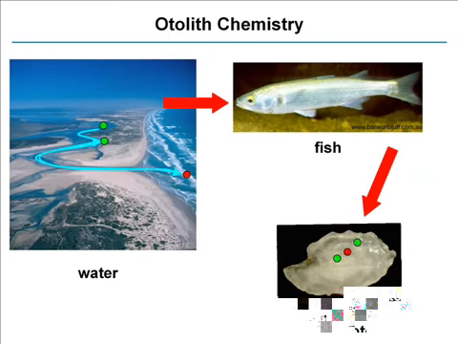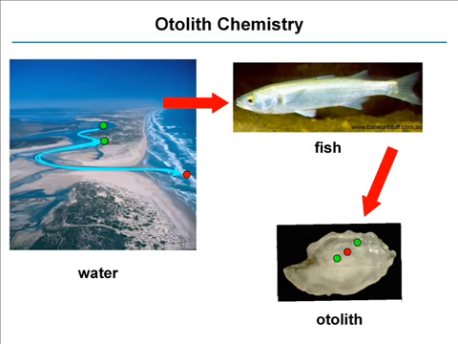So if we have a fish that starts off in the estuary, we'd expect this region of the otolith to represent that early life history component. If the fish then moved out to the marine environment, we'd expect the next component to represent the marine environment. If it then moves back in, likewise we'd expect that to represent the estuarine environment. So we can link this information into information about the age of the fish.